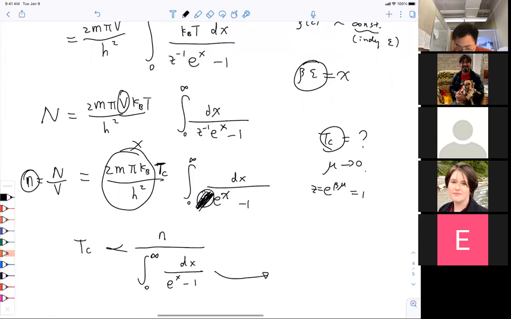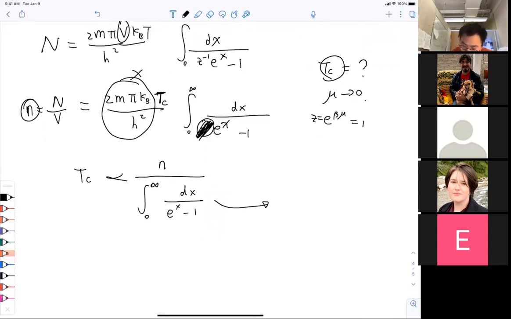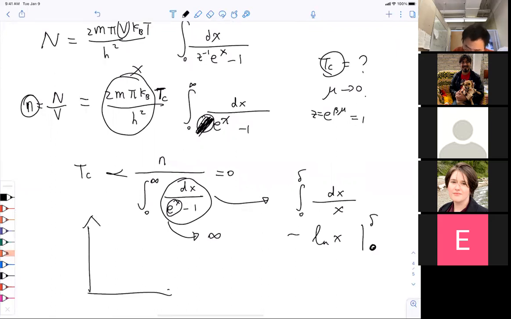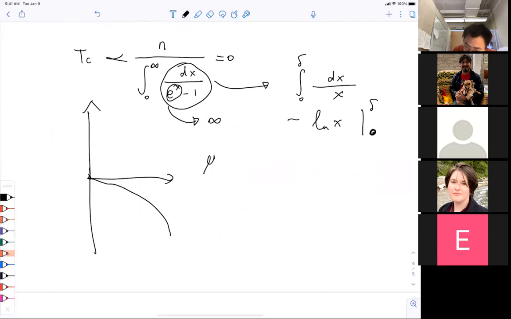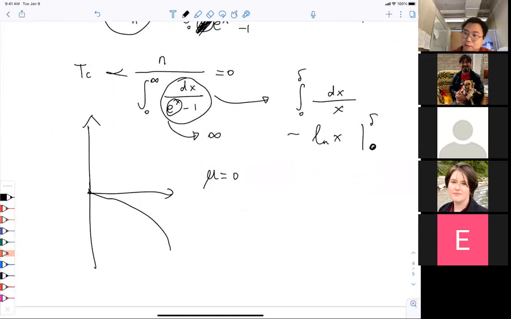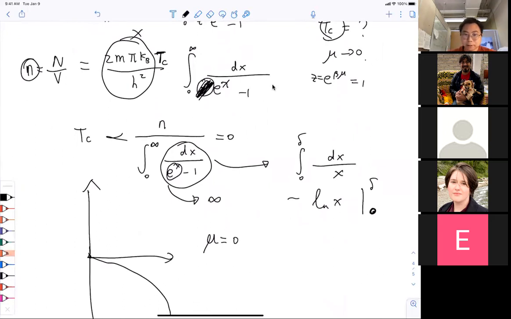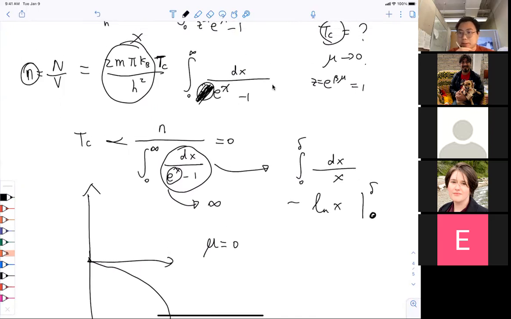But we notice that there is a logarithmic divergence at small x. Because at small x, exponential x minus 1 becomes x, so there's a log at x equal to 0, right? At the zero point it diverges, meaning that this integral is infinite, meaning that Tc equals 0. Tc equal to 0 tells us this will not reach 0 at zero temperature. So there's no window of temperature for the BEC to happen. So that's the point: there's no BEC in 2 dimensions. Is it clear what I'm saying here? Any questions?